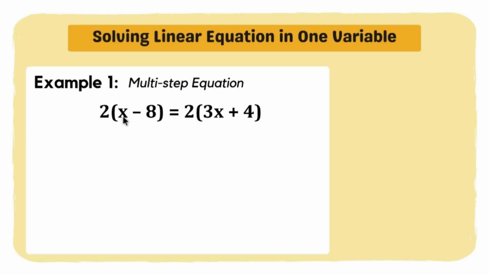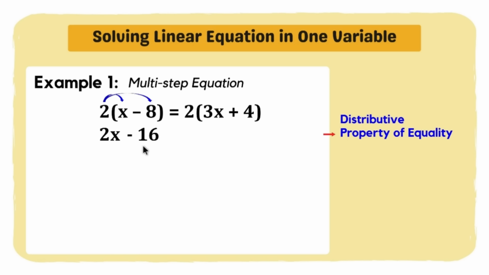Okay? So now we have to use the distributive property of equality. Okay? Wherein, i-distribute natin by multiplying 2 dito sa ating expression sa loob ng parenthesis. So unahin natin si 2 times x muna. It will be 2x. 2 next is distributed to negative 8. So 2 times negative 8, it will be negative 16.